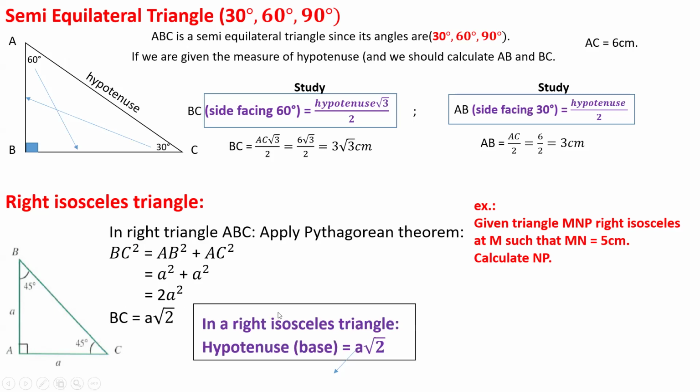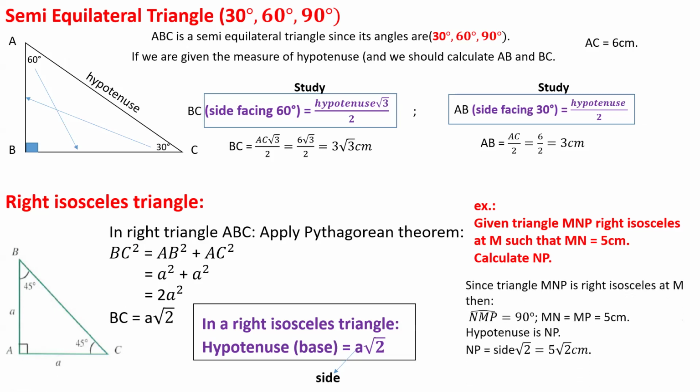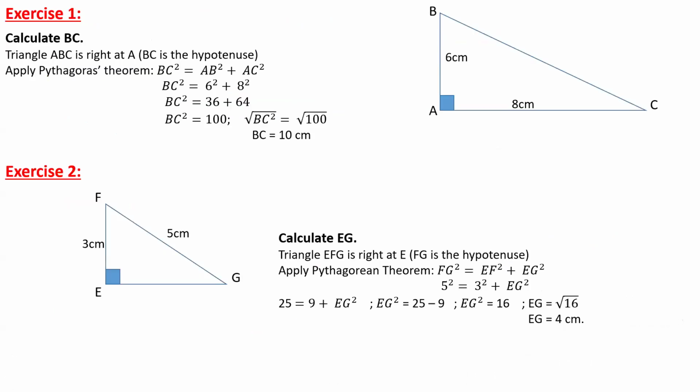Given triangle MNP, which is right isosceles at M, we are given side MN equal 5 centimeters. We should calculate NP. We say since triangle MNP is right isosceles at M, angle NMP equals 90 degrees, and MN equals MP equals 5 centimeters since the special vertex is M. So the hypotenuse NP is equal to A radical 2, which is side radical 2. The side is 5, so NP equals 5 radical 2 centimeters.